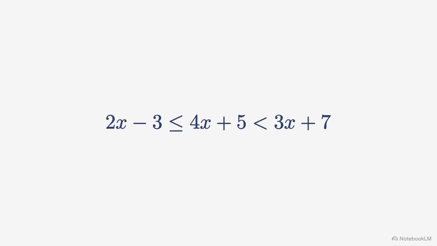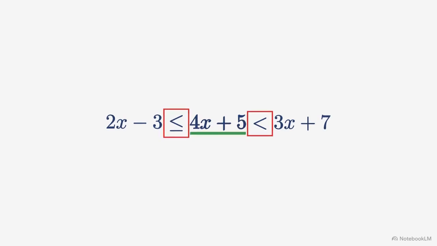Take a close look at this expression. Unlike a standard equation, we have two different inequality signs, a less than or equal to, and a strictly less than, all within one problem. Think of this middle part, 4x plus 5, as a car that has to pass through two connected checkpoints. It must satisfy the rules on its left and the rules on its right at the same time.